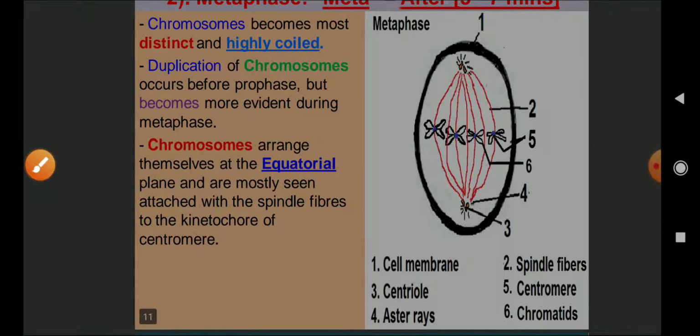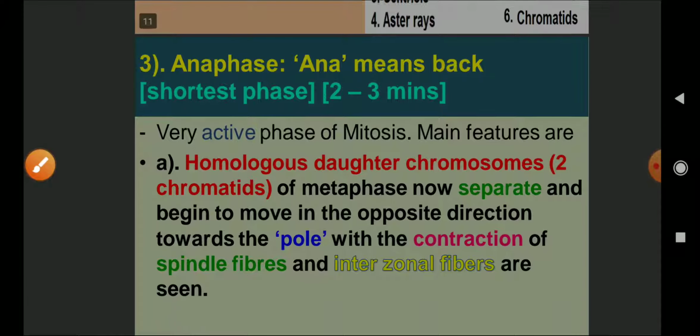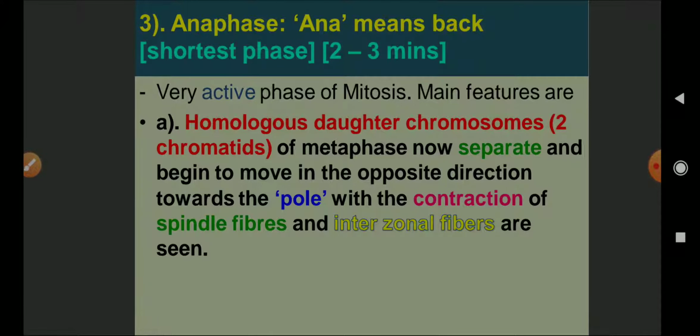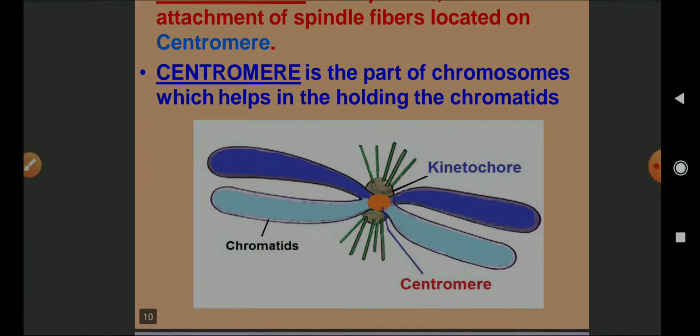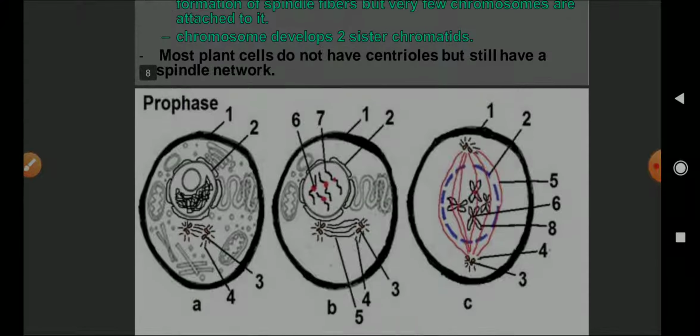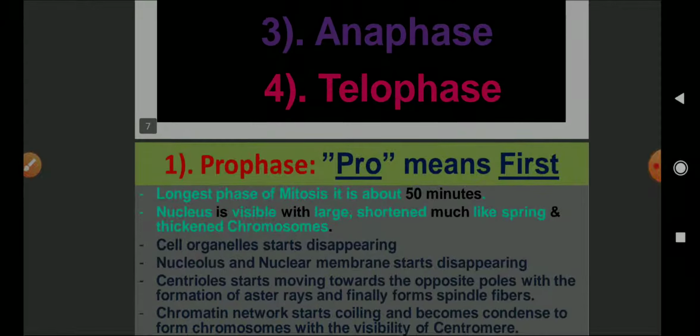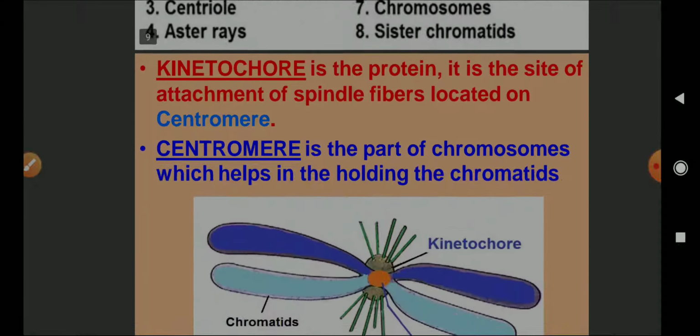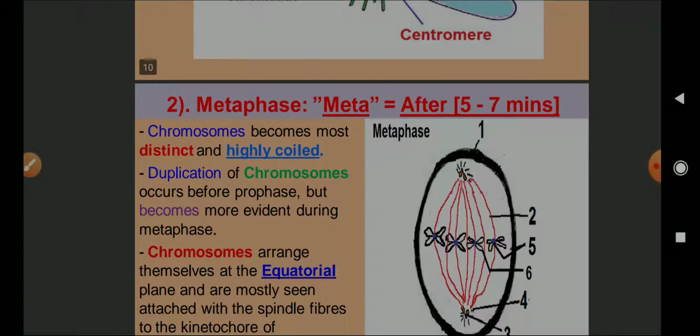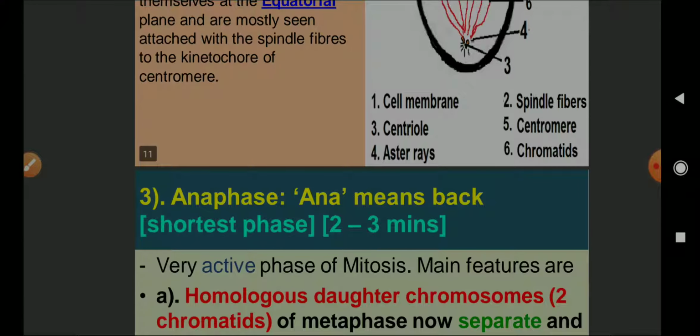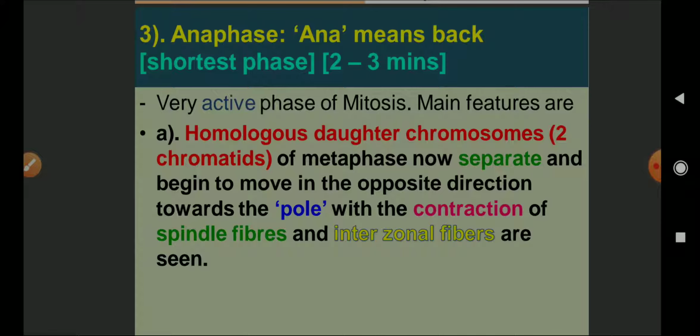So let us move further down. Here is anaphase. Anaphase is a very active phase. Ana means back, pro means first, meta means middle, or you can say after. It is the shortest phase, about 2 to 3 minutes. It's a very active phase.